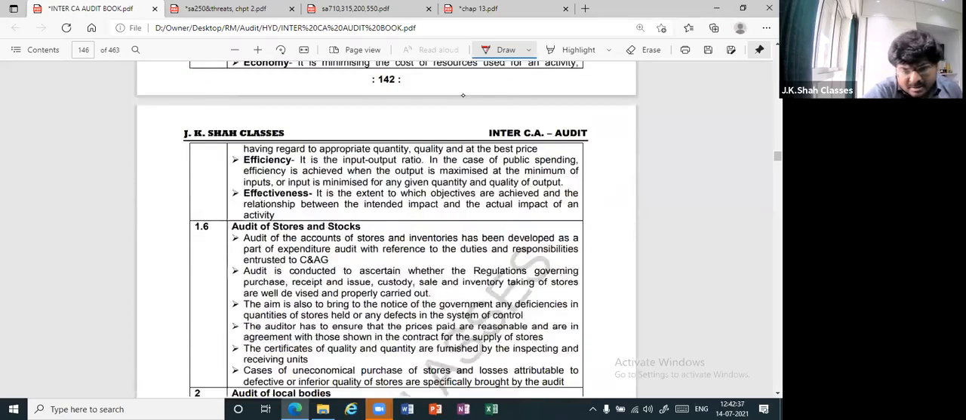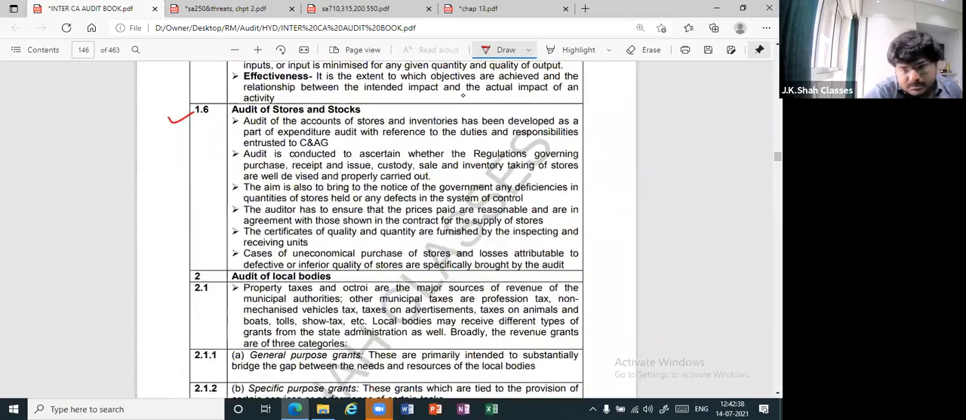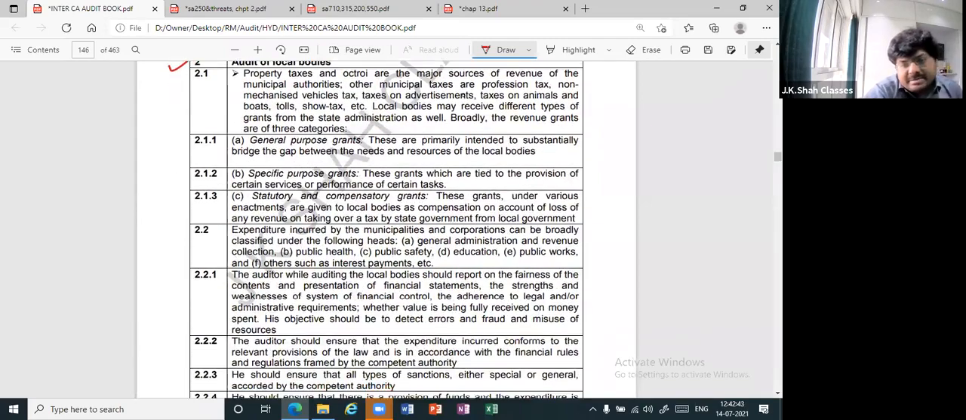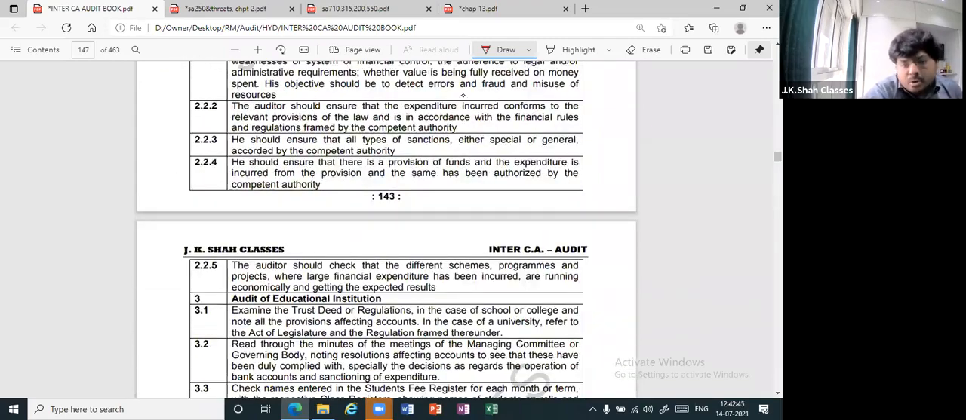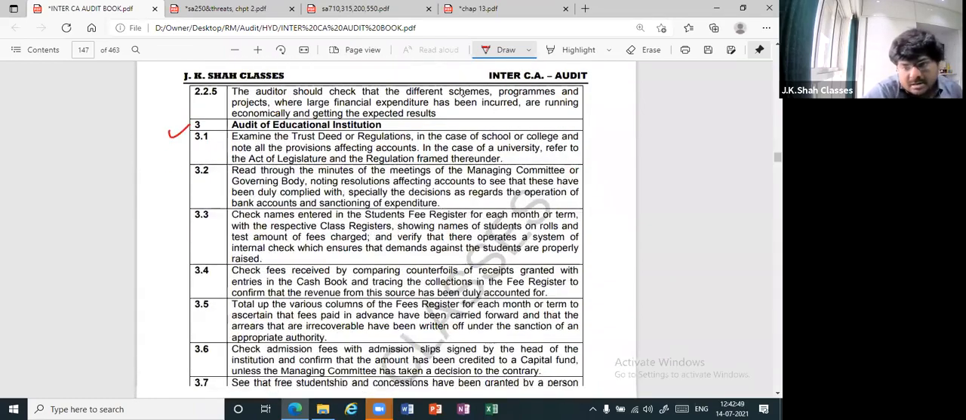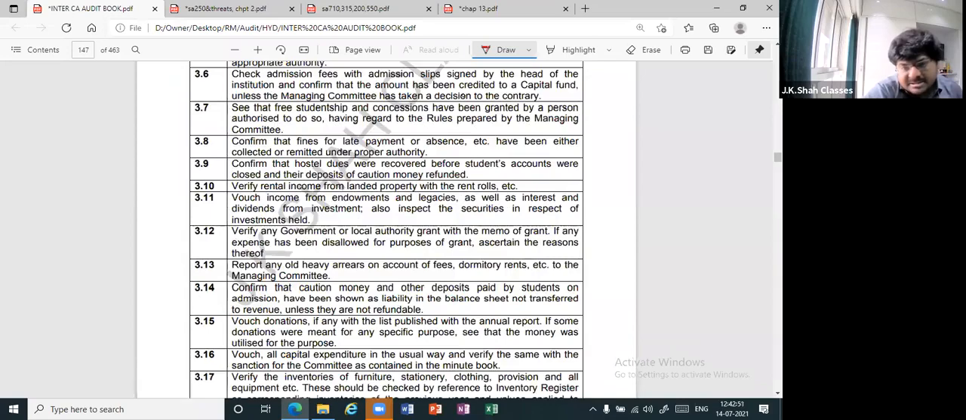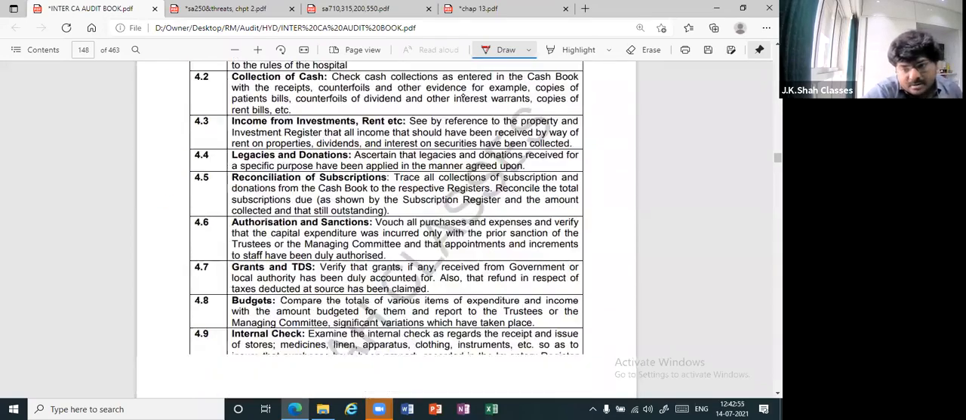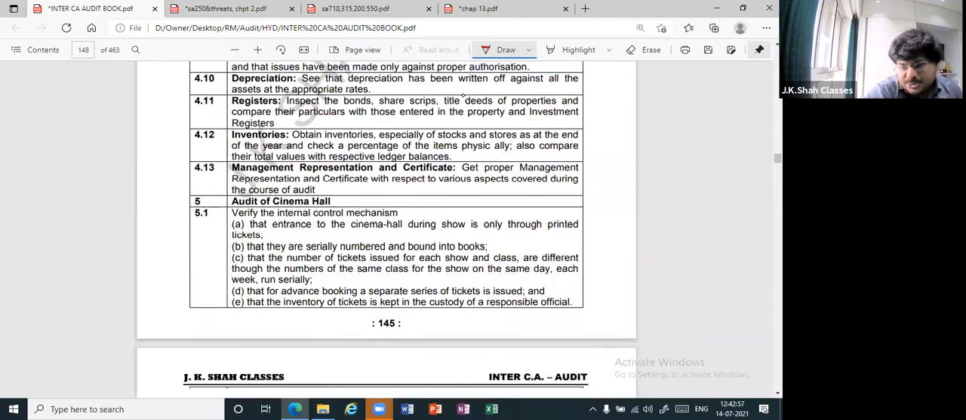We have already written. Audit of stores and stocks? Done. Audit of local bodies? Done. Day before yesterday we met, no? Objectives of local bodies, that only will come. Can I say audit of education institution? Done. Incomes, expenses, assets, liabilities, we did. Audit of hospitals. Done. Thereafter, audit of a cinema hall.